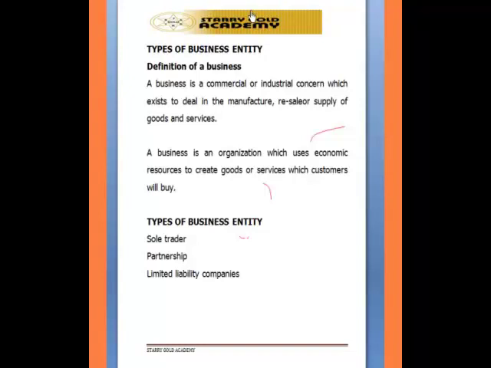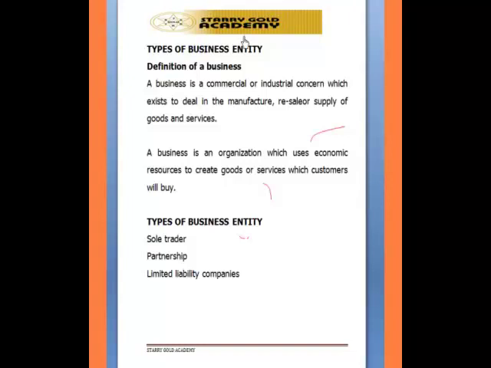before we start looking at the bookkeeping and accounting. What are the various types of business entity? A business, first of all, let's define a business. As you can see on your screen, a business is a commercial or industrial concern which exists to deal in manufacturing, resale, or supply of goods and services.